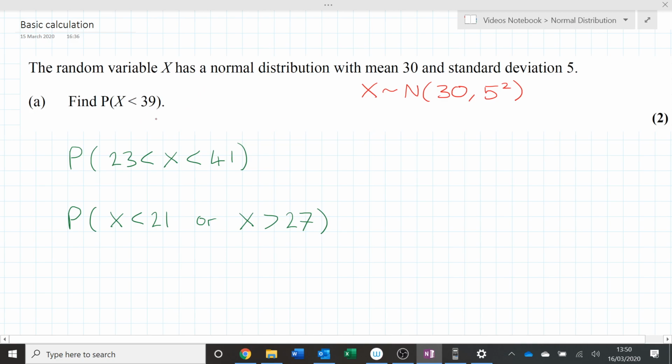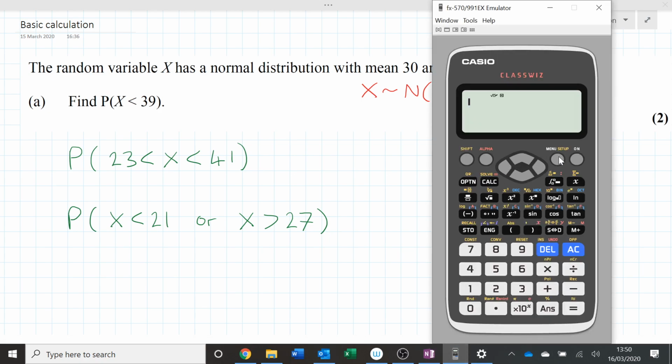Find the probability of x is less than 39. Now, it's fair to say to you that these questions used to be a lot harder in the previous specification. They're a lot easier now because the calculator just works this out for you. There is a funny thing though. So I'm going to get a calculator up on my screen.